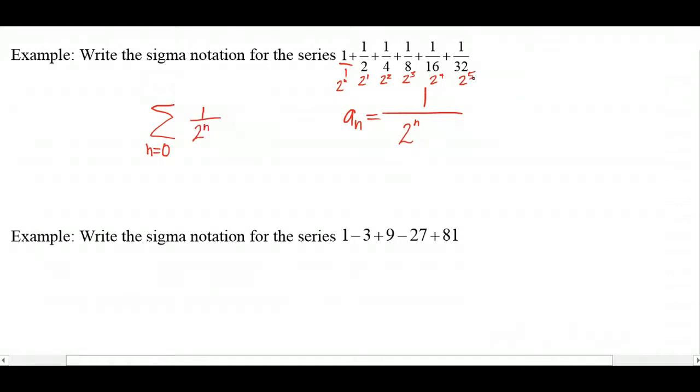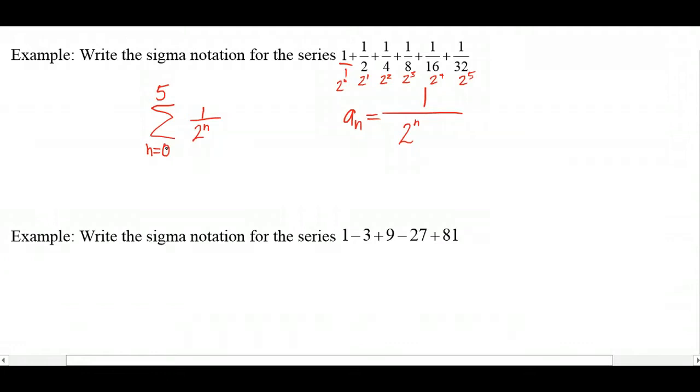So the question now is, where do I stop it? Well, the last number I substitute into n is 5. So I'm adding up a total of 6 terms, but 5 is the last number I plugged into the n, so that's where I'm going to stop my indices. So n equals 0 to 5 of 1 over 2 to the n is the sigma notation for this series. Note that this is not necessarily the only answer.